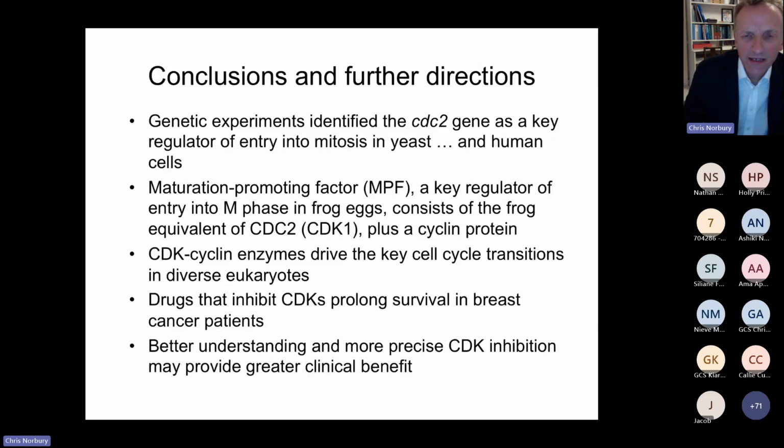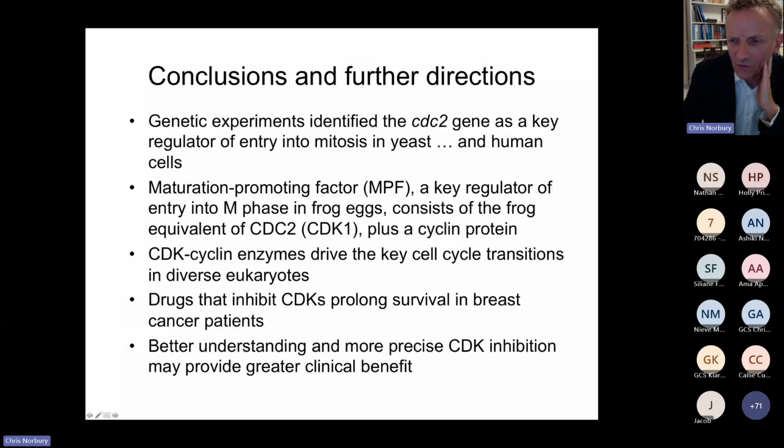And they're dysregulated in particular ways in tumor cells. That means that inhibiting those enzymes can be therapeutically useful. And by understanding more about the basic science, we might be able to target those drugs more precisely to improve the magnitude of those clinical responses.